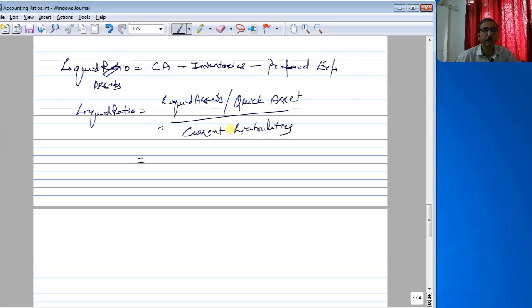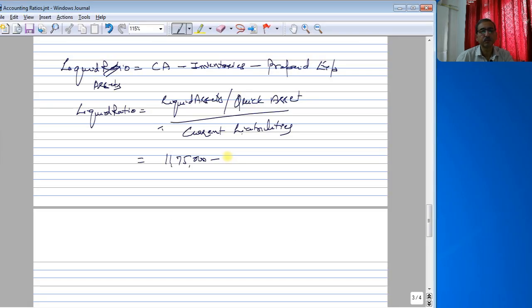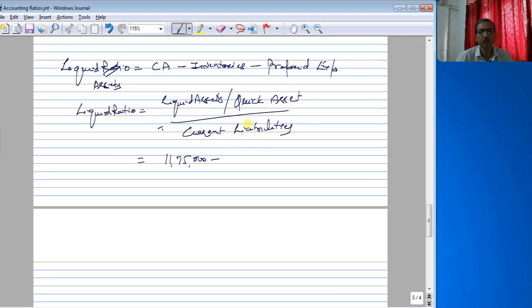So when we reduce current assets, we calculated current assets as 11,75,000. Going back to our question, 11,75,000 was the current asset, and we have to reduce from it 75,000, which is our inventory.